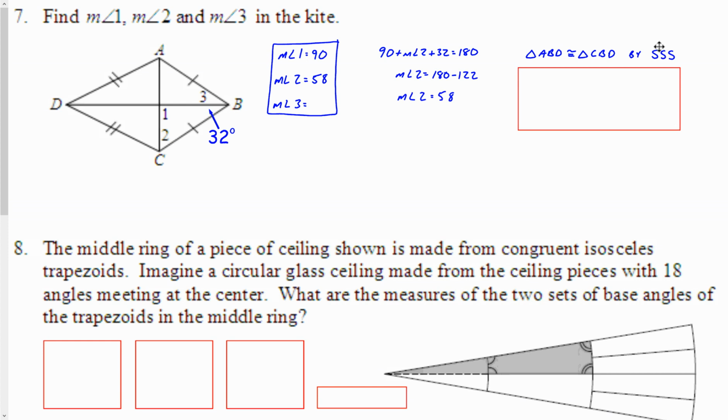So if we have the triangles being congruent, we can now say that we have the measure of angle 3 being 32 degrees just by using CPCTC. So there we have our 3 missing angles.